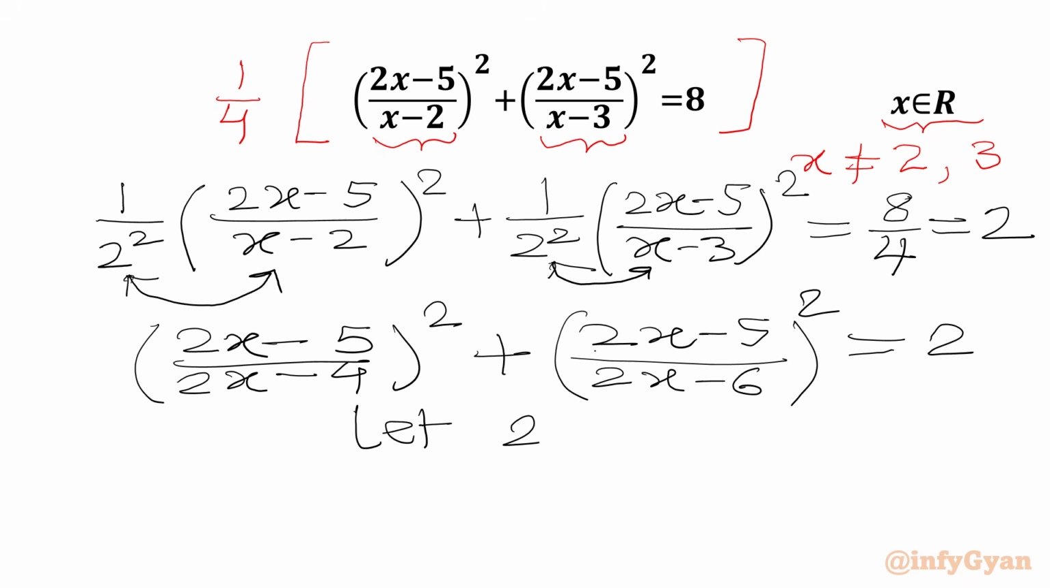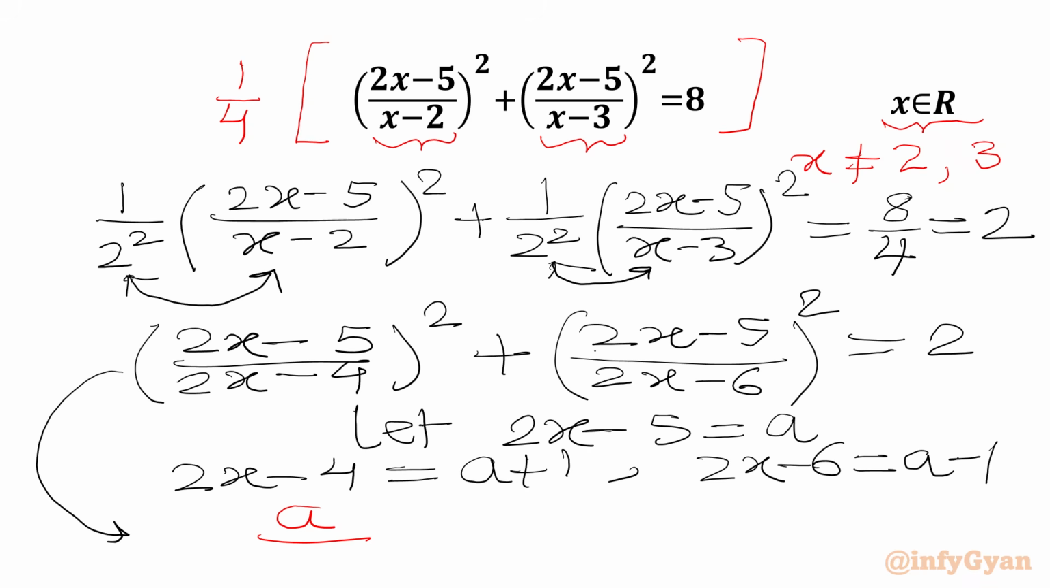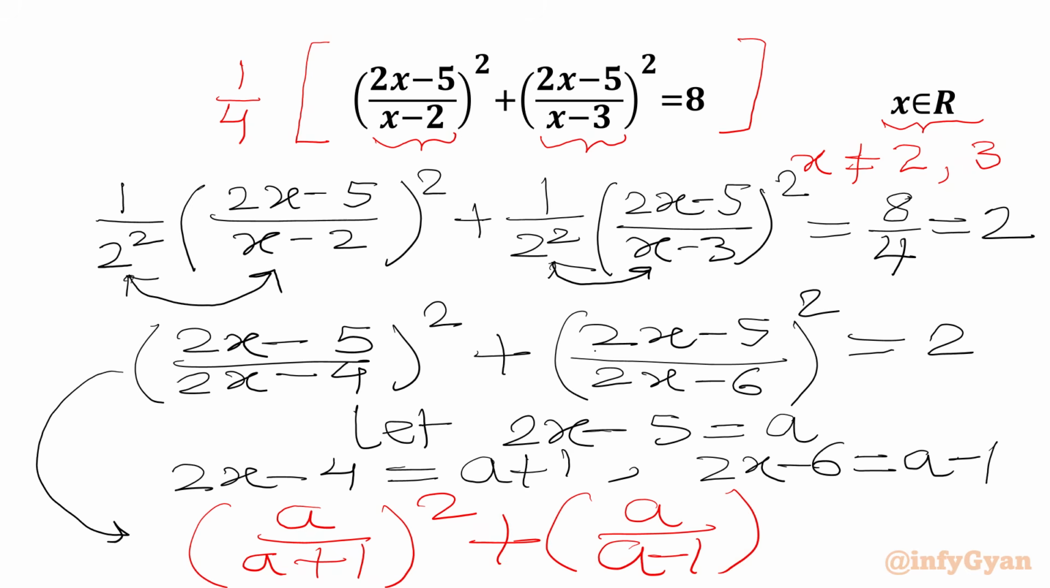Now we'll be using substitution. Let's say 2x minus 5 equal to a. So we can write 2x minus 4 will be a plus 1, and 2x minus 6 would be a minus 1. Now we will write our equation in variable a. It would be a over a plus 1 whole square plus a over a minus 1 whole square equal to 2.